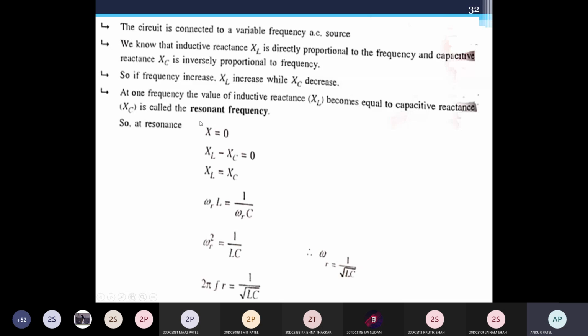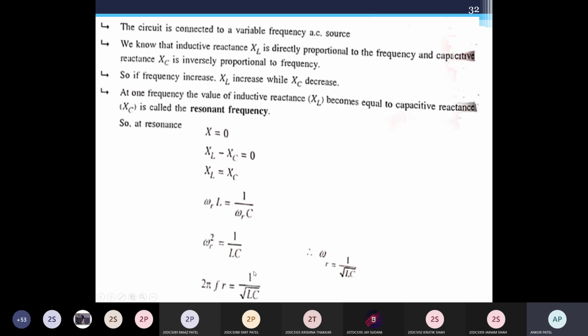So at resonance, net reactance becomes equal to 0. X is our net reactance, X is equal to XL minus XC. So X equal to 0, which is nothing but XL minus XC equal to 0. So you can write XL equal to XC. Now we know XL equal to omega L, XC equal to 1 upon omega C. To show this resonance condition, we write subscript omega, subscript R, that is for resonance. Omega R L is equal to 1 upon omega R C. Omega R square is equal to 1 upon LC. So omega R equal to 1 upon under root LC.